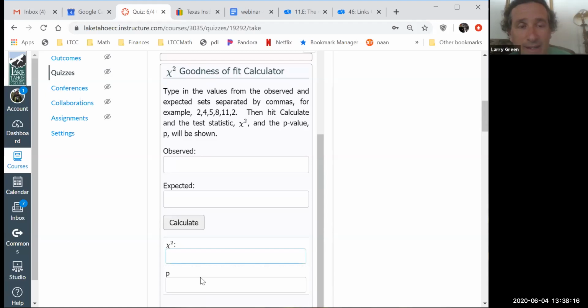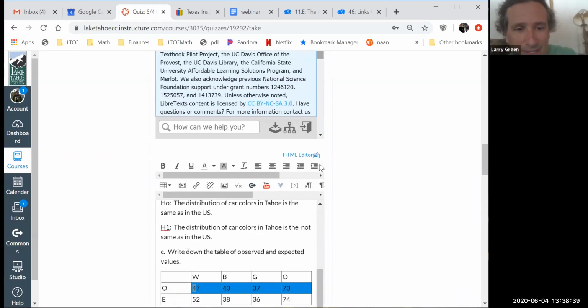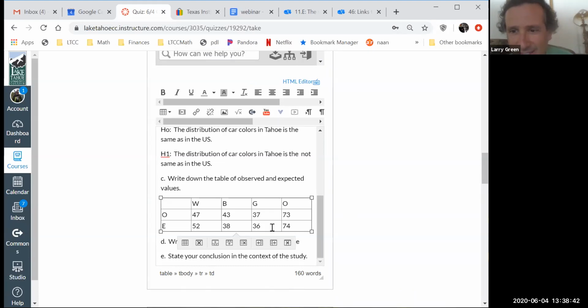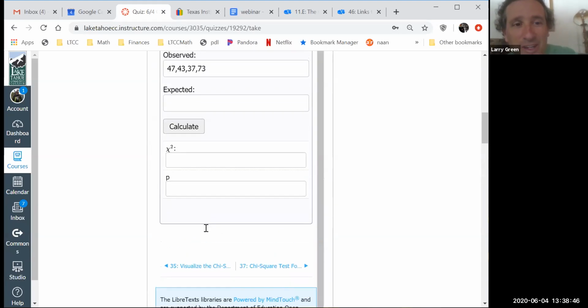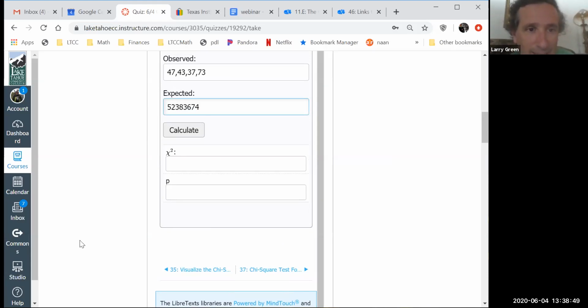And then we have to type in the values. Let me show you, if you copy and paste, the problem is it doesn't put in commas. 47, 43, 37, and 73. It helps so you don't have to remember all the numbers you put in. I'm into copy and paste. It's a really effective way of not having to memorize stuff. And for the expected, again, it doesn't put the commas in. So 52, comma 38, comma 36, comma 74. Any questions on using this calculator so far?